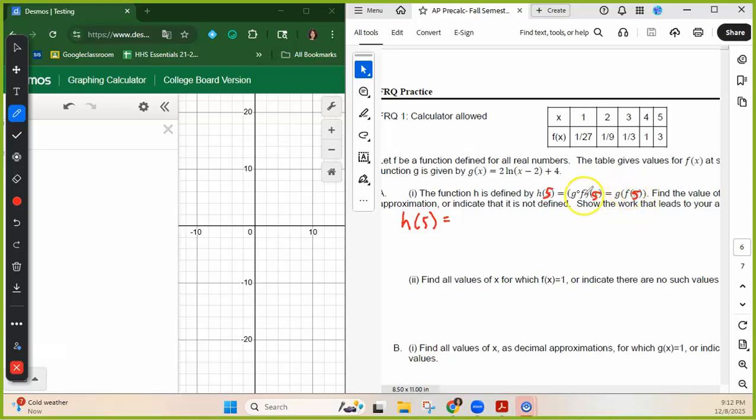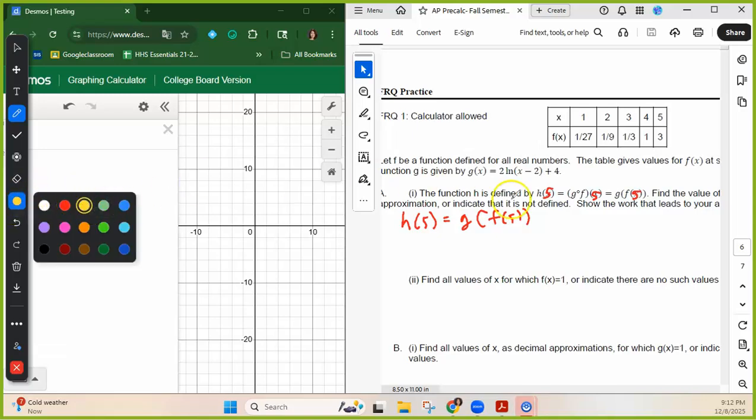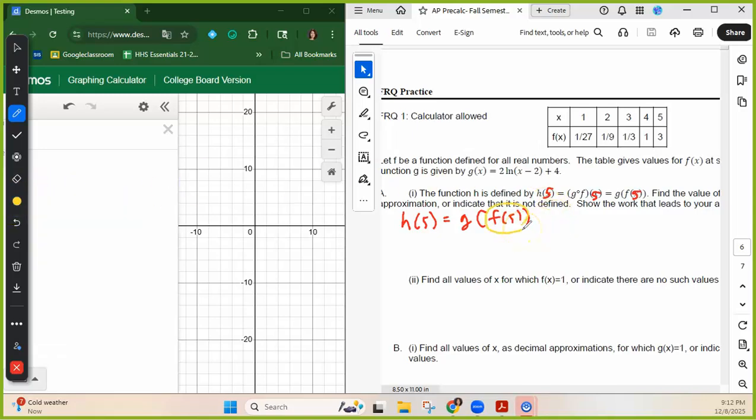So I like to look at this one over here, the compositional function. This is the same as g of f of 5. So when functions are combined together, where do you start with it? You always start from the inside. So I'm going to start with f of 5.